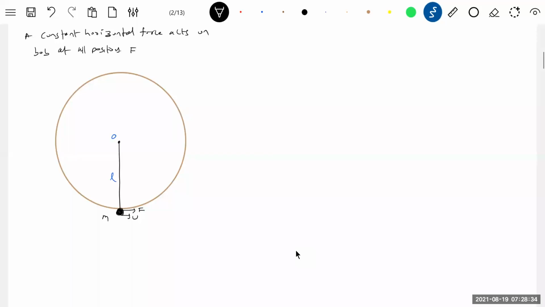At all positions, find U minimum. Okay, now a different situation, I brought it directly. So let's analyze this one. You have to analyze now. So go for this.